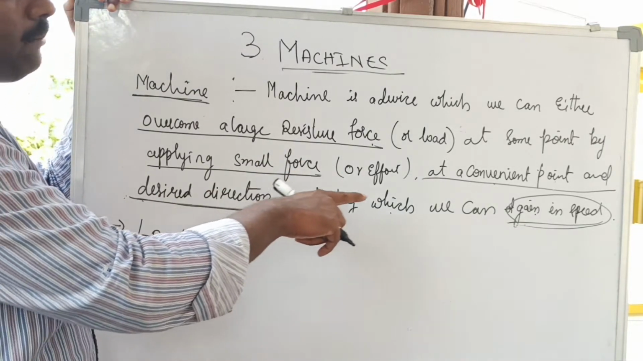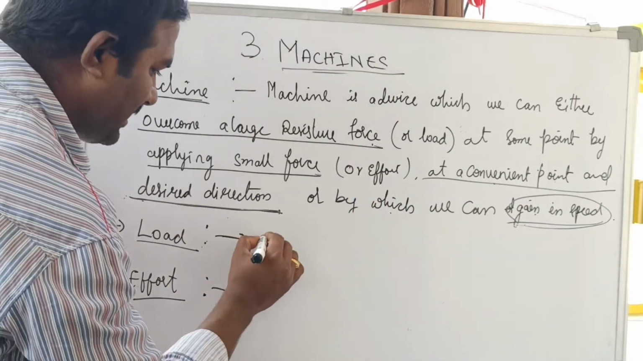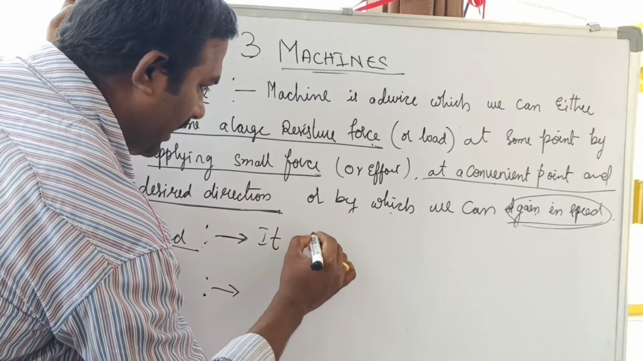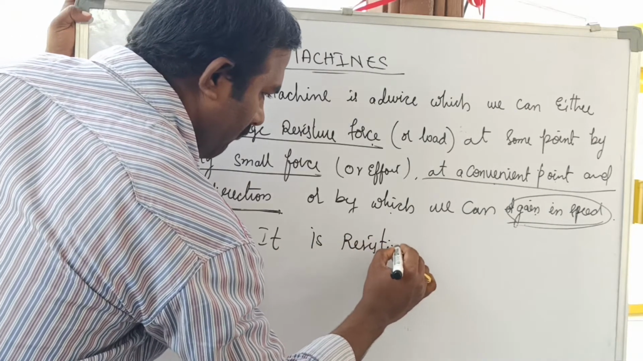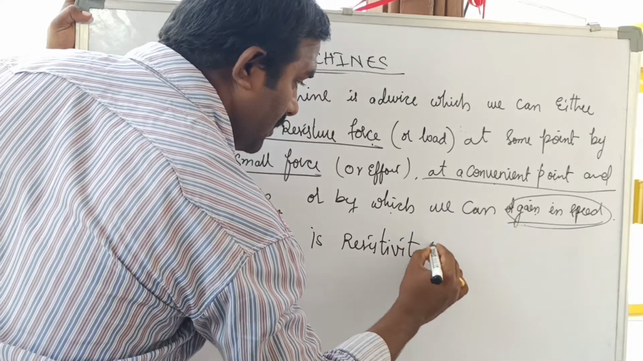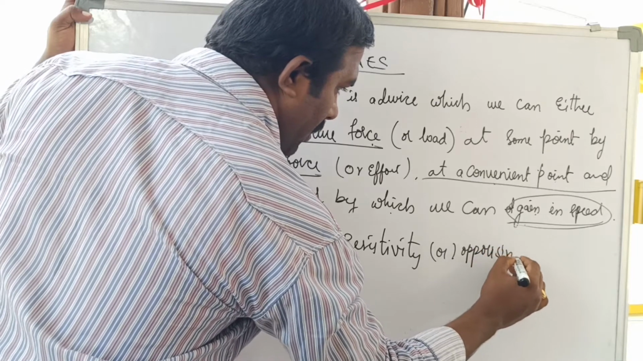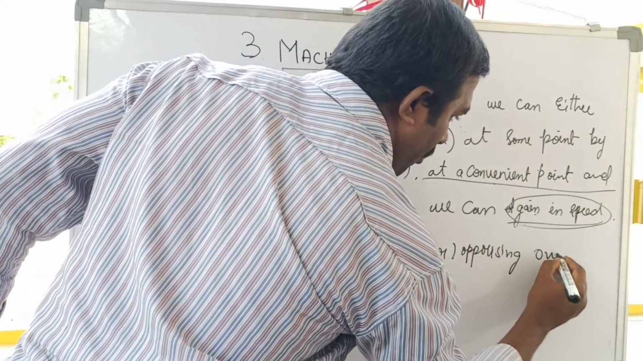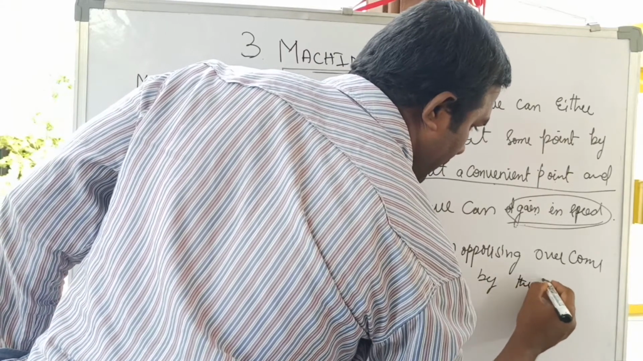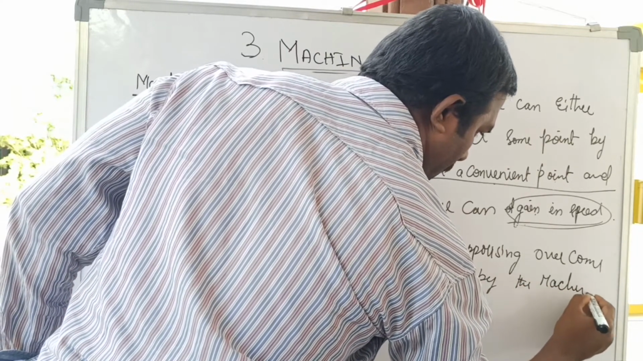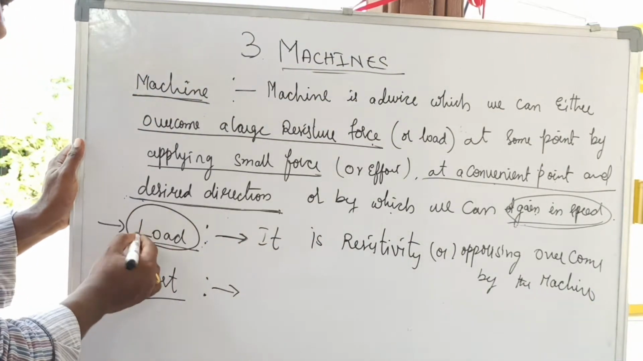direction. Okay, but we have the load and effort here. What is load actually? It is the resistivity or opposing force. The opposing force should be overcome by the machine. So the machine should overcome the load to do the work.